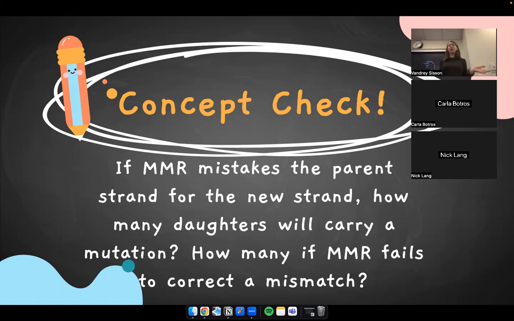But if MMR just doesn't recognize that there's a mismatch at all and it overlooks it, then only one of the daughters will have a mismatch because the parent strand will stay correct, and then the new strand will just keep its mutation, and when it goes to replicate, it'll have that there still.